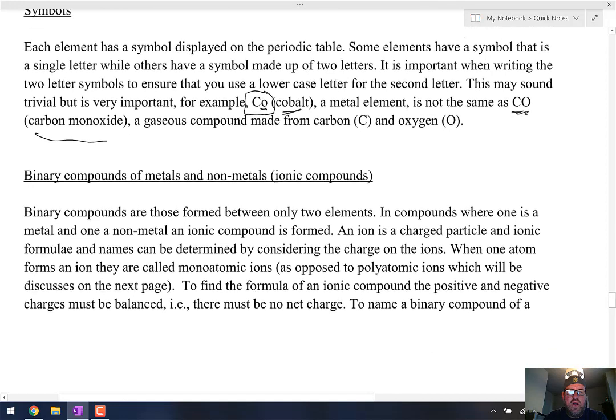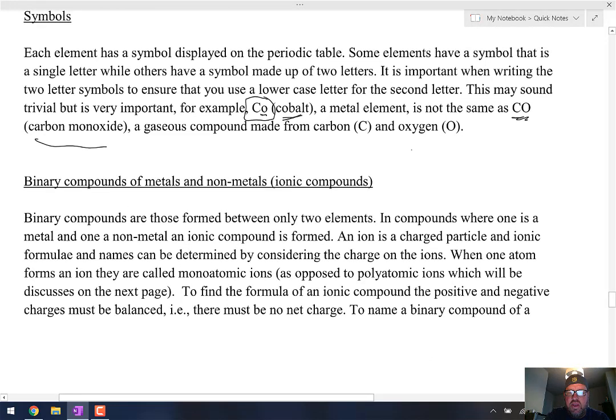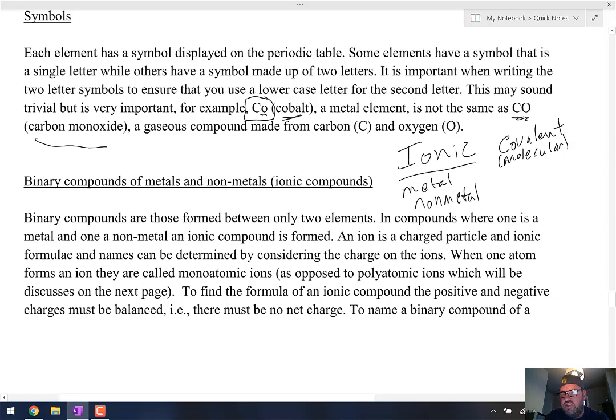Okay, so when we talk about nomenclature, we're going to talk about three different types of compounds. Again, hopefully this is a review. We're going to talk about ionic compounds, which are typically between a metal and one or maybe more nonmetals. We're going to talk about covalent compounds. Many times we also call those molecular compounds, or simply just molecules, and those are between all non-metals. And then we're also going to talk about acids.